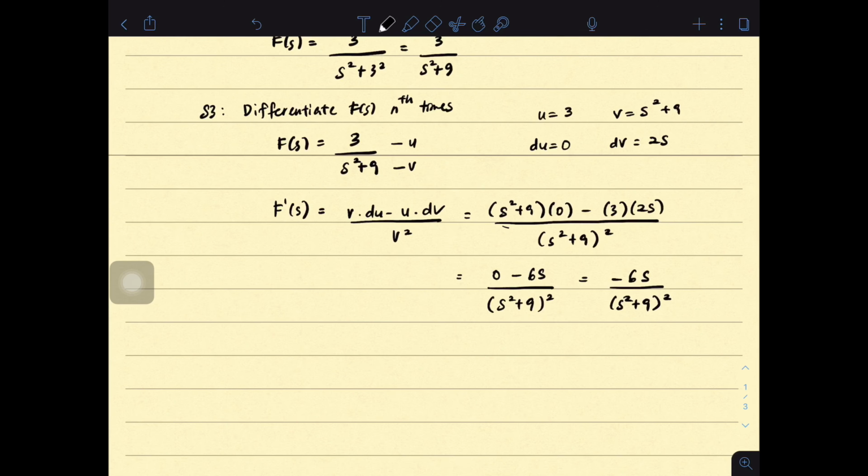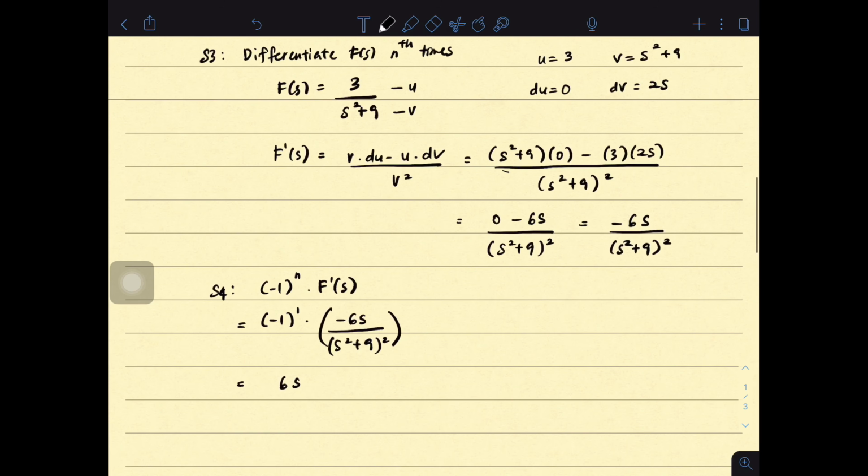Now step number 4: you need to multiply negative 1 to the power of n with the answer that you have in step number 3. Here, your n is equal to 1. So you multiply with negative 6s over (s squared plus 9) squared. Negative 1 to the power of 1 is negative 1, and negative times negative is positive. Therefore, your final solution is 6s over (s squared plus 9) squared.